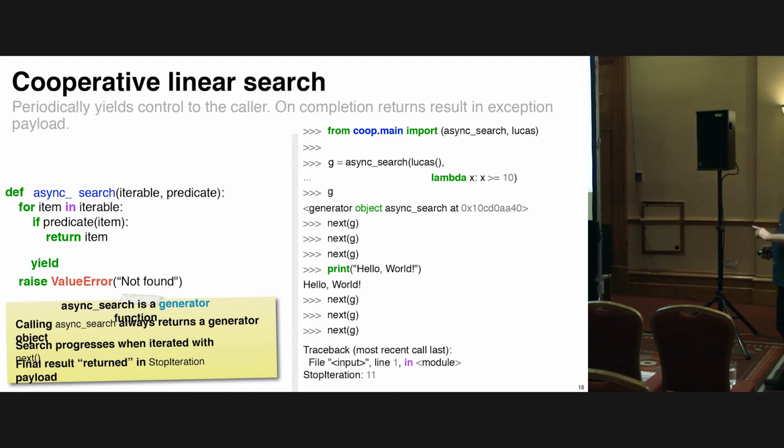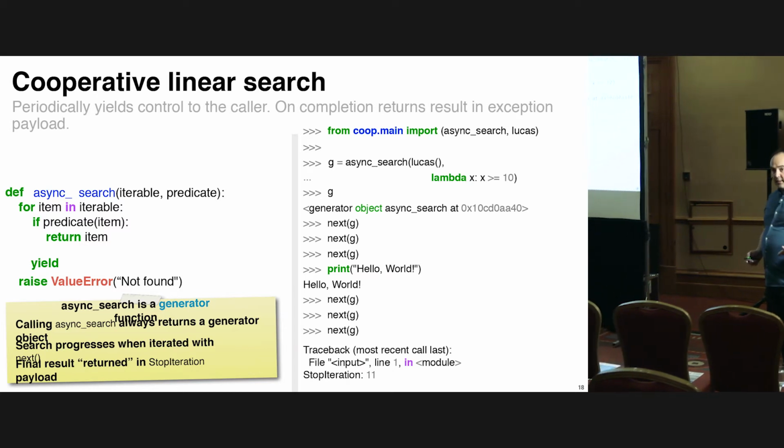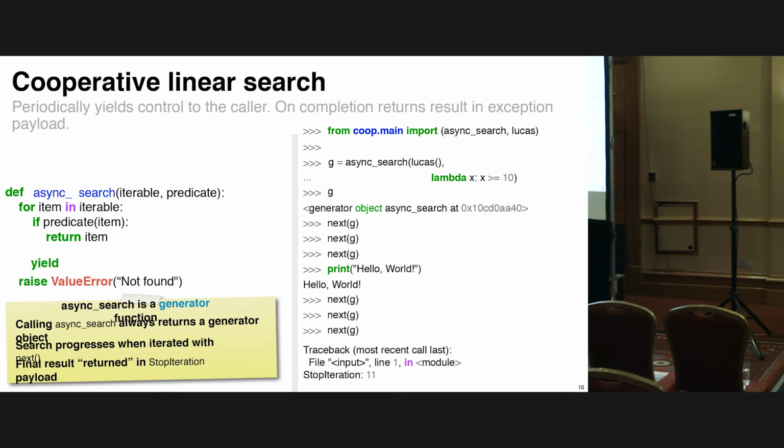And that is the basis of how concurrency with coroutines works in Python. I mean, that, in its essence, that's all there is to it, right? Everything else is just convenience built on top of that behavior.